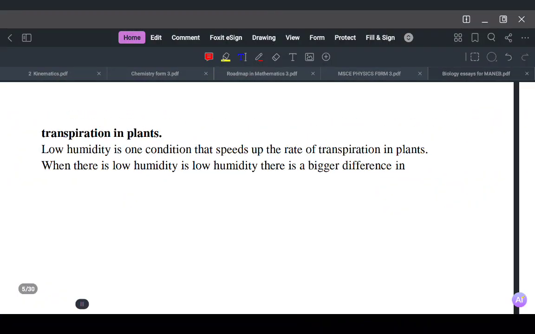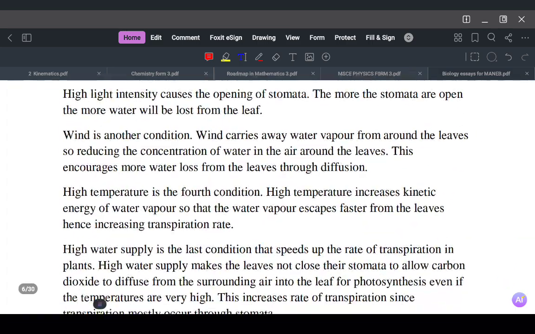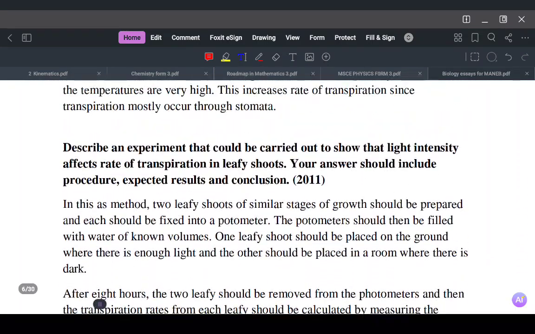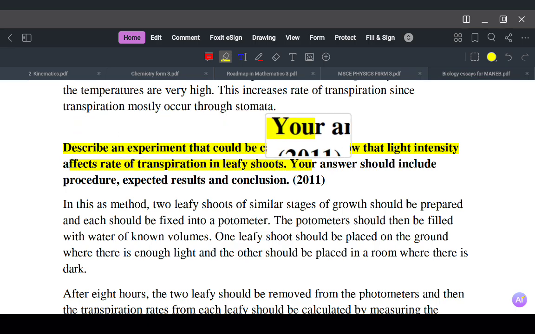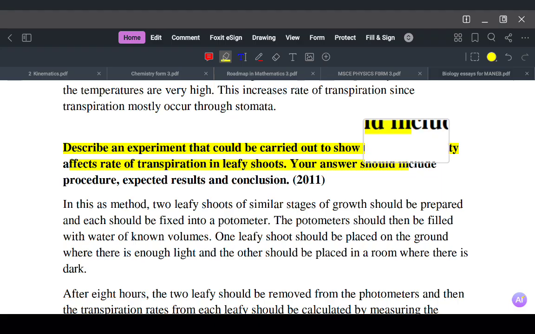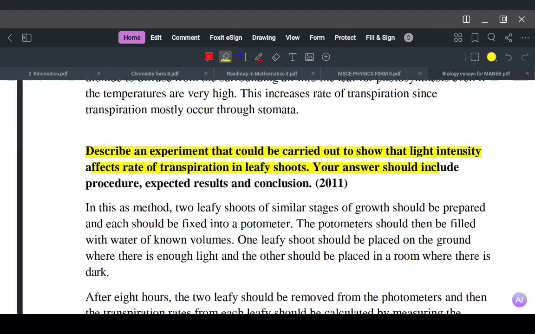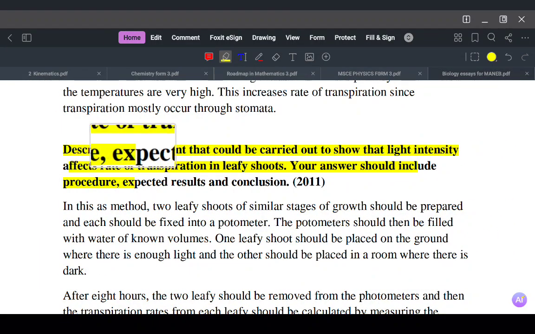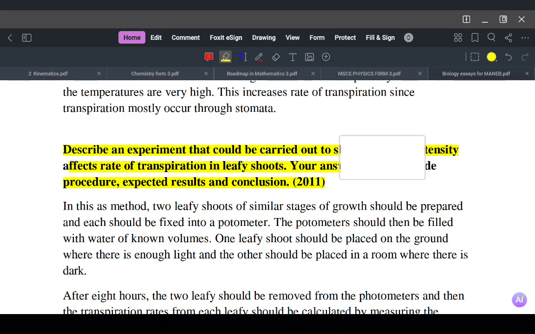You can have a question that says, describe an experiment that could be carried out to show that light intensity affects transpiration in leafy shoots. Your answer should include procedure, expected results, and the conclusion.